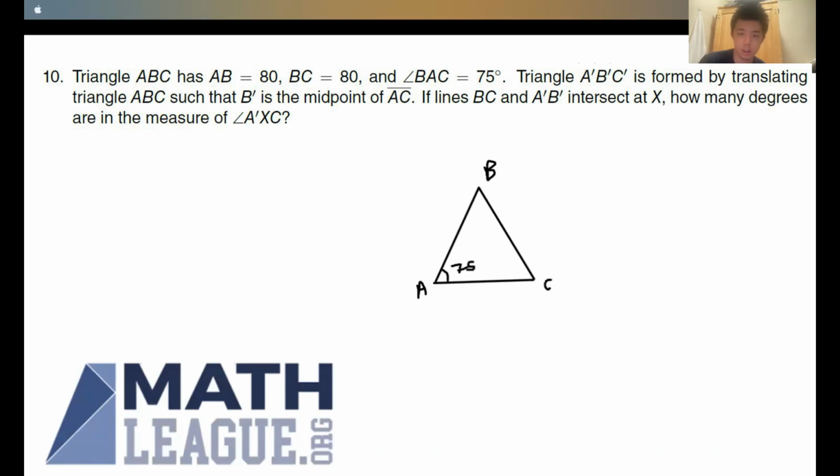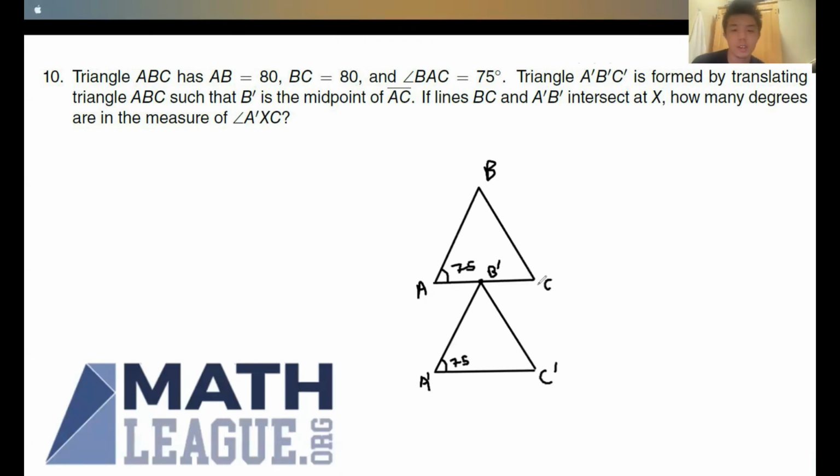Now we take this triangle and we translate it down, we shift it down such that B prime is the midpoint of AC. So B prime would be about here, and our translated triangle would look something like this. Apologies if this is not perfect, but anyway, this is B prime, A prime is going to be here, C prime is going to be here, and this angle is going to be 75 as well, because translating a triangle does not change the angles in any way, shape, or form.